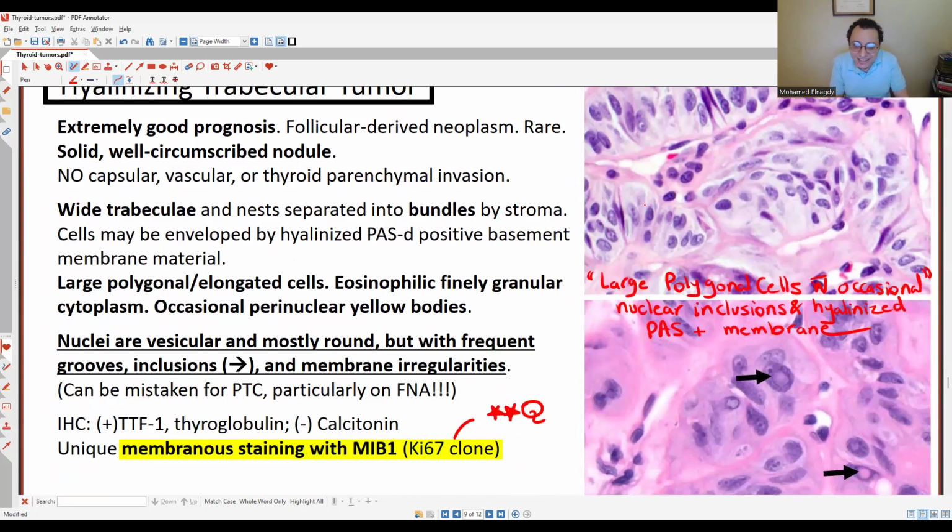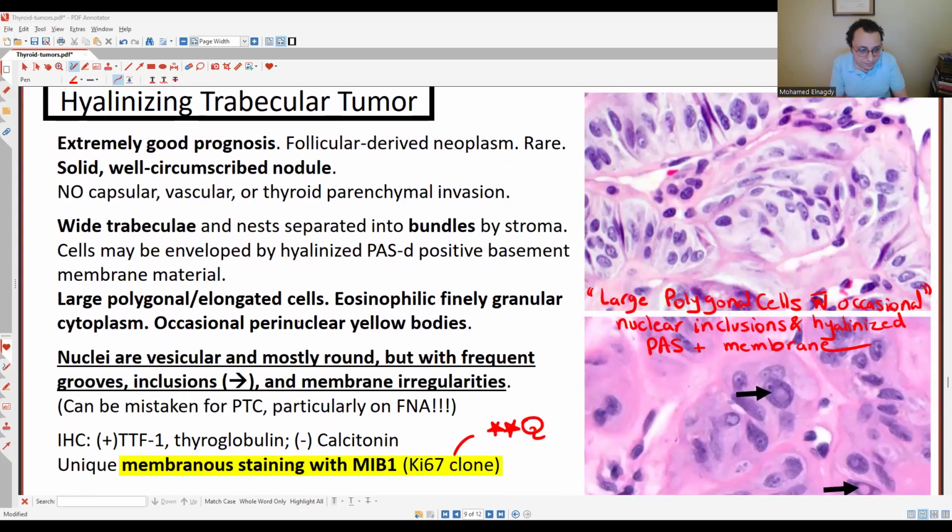The hyalinizing trabecular tumor. I would just say this is the last thyroid cancer that we will go over. They don't know whether this is actually follicular in origin or papillary in origin. We don't know. But it's just so hyaline, so hyalinizing trabecular. It shows some kind of trabeculae of cells, as you see here.